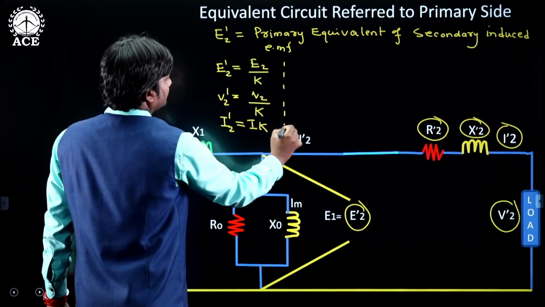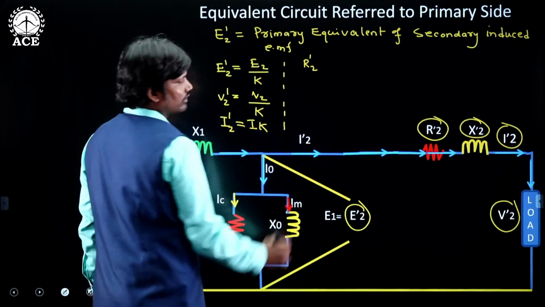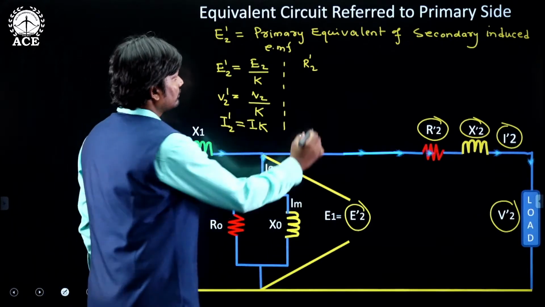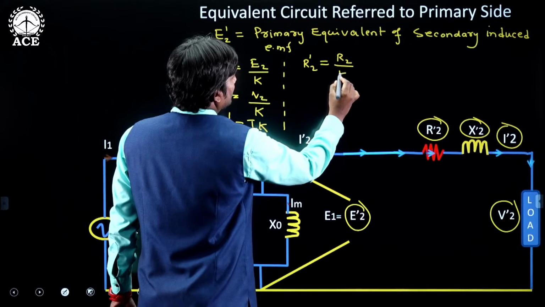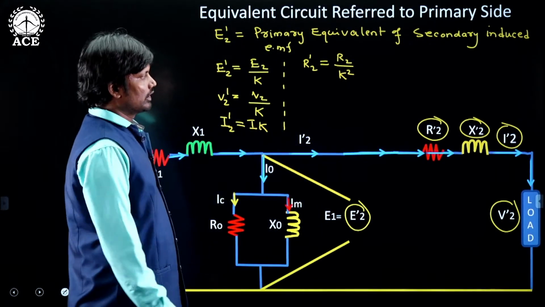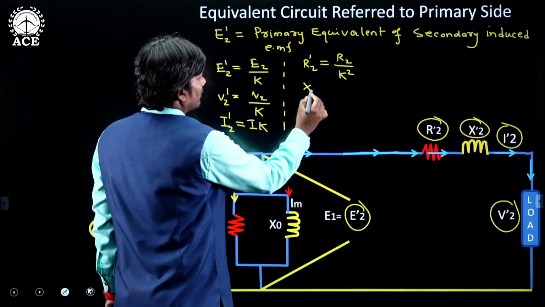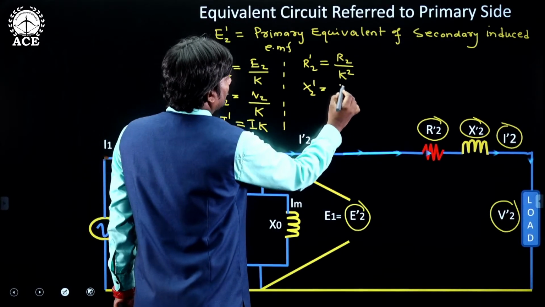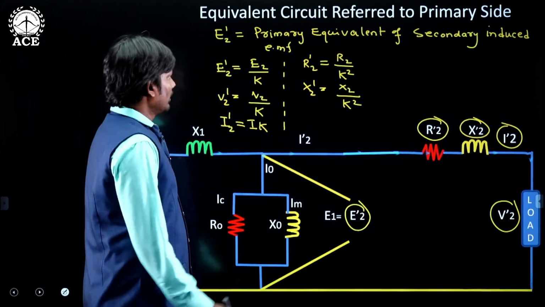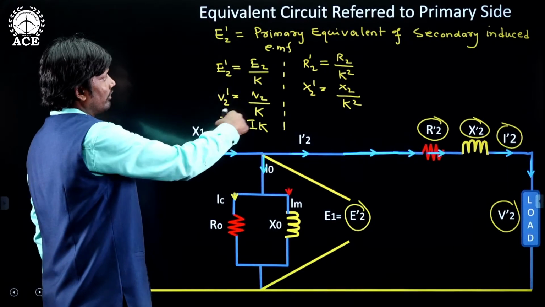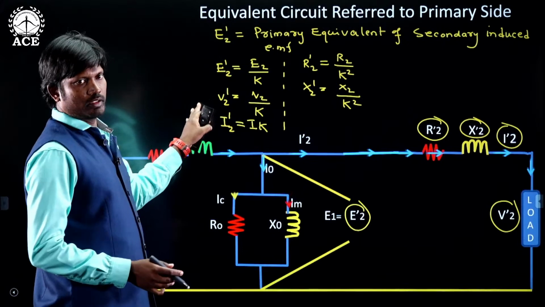Now similarly, what is R2 dash? R2 dash is equal to R2 by K square. Now what is X2 dash? X2 dash is equal to X2 by K square. These are the new values of the transformer when the secondary is transferred to the primary.